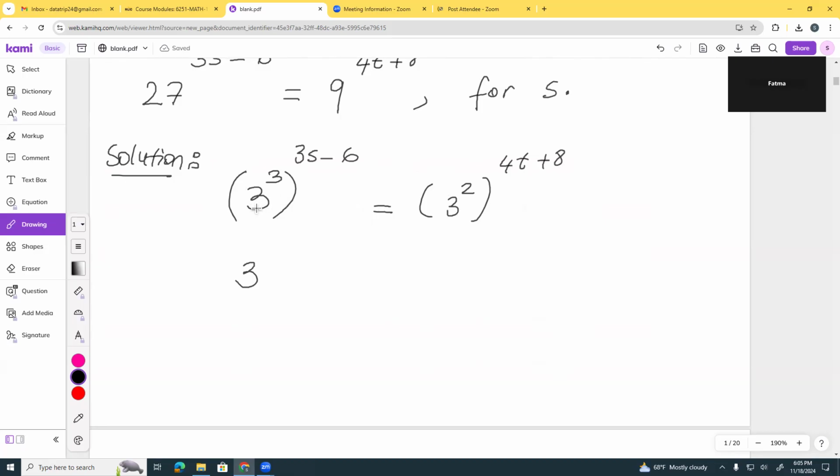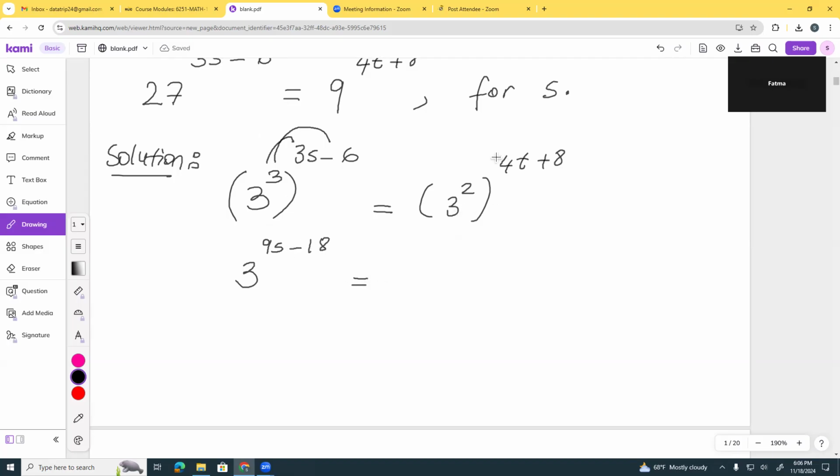Yes, because we have an exponent rule. If 3 has 2 powers, the rule is we have to multiply these 2 powers. So 3 times 3s makes 9s, and 3 times negative 6 makes negative 18. Very good job.